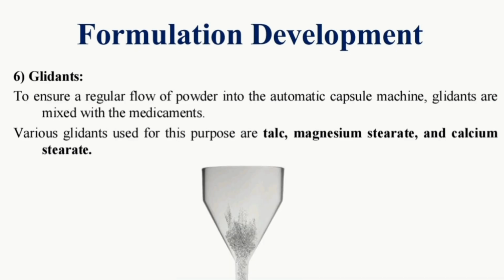Then glidants are there to ensure the regular flow of the powder into the automatic capsule machine, and glidants are mixed with the medicaments. Some glidants are talc, magnesium stearate and calcium stearate, and they are mixed with our drug to improve the flow of the powder.